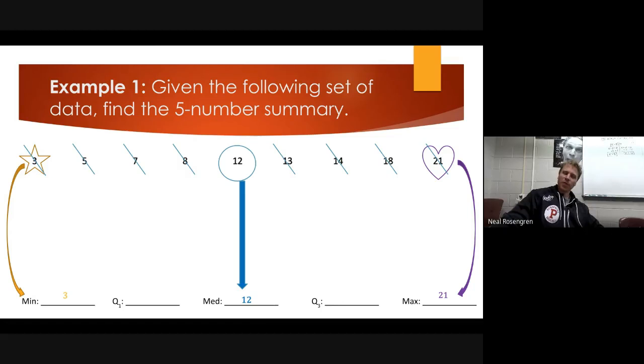Now, what that does is it kind of removes that number from all other consideration for trying to find the first quartile and the third quartile. I am not going to think about 12 as part of the first half or the second half. That's the middle. And so I'm going to drop that from my thought process. And what I do now is I just look at the 3, the 5, the 7, and the 8. And I imagine that that is my only data that I care about.